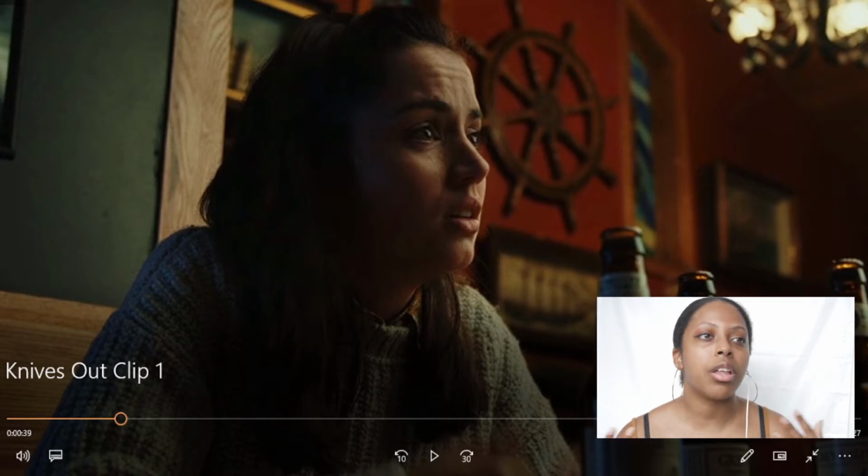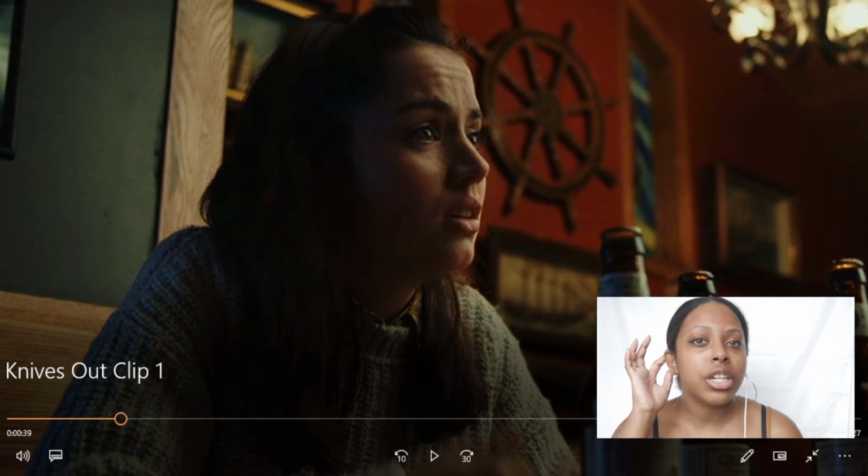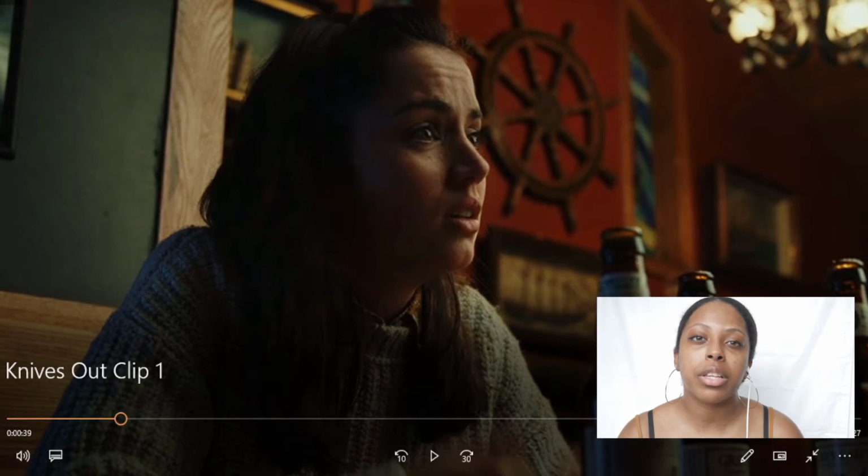Compared to all of the other characters, who have motives in the film that would make sense of why they would kill Harlan, she doesn't have those motives, and that's put in place from the beginning to the very end of the film. She's a genuine person who wants to help Harlan and really doesn't have any bad motives or any bad energy towards them.